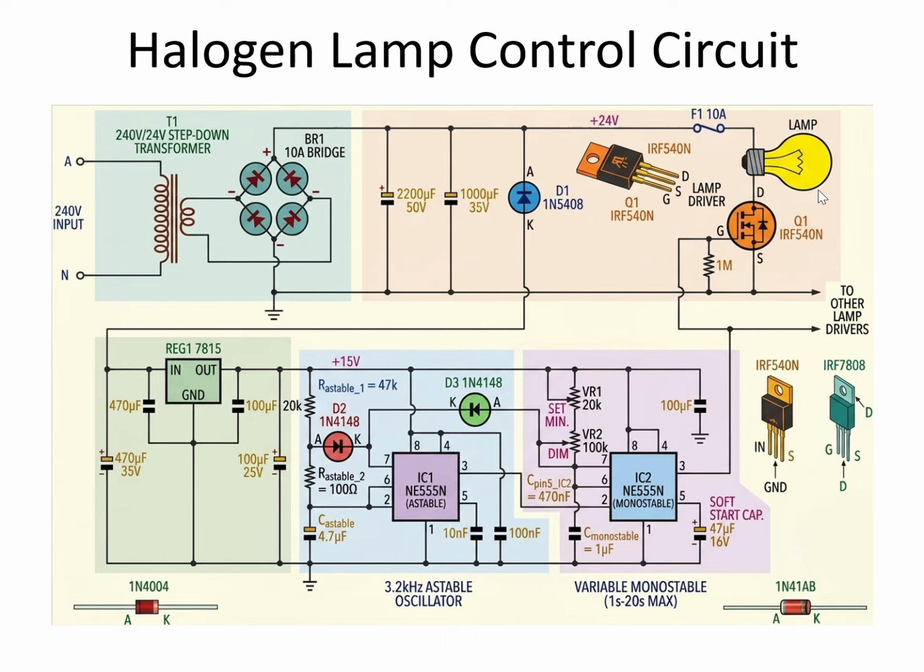The next one is the voltage regulation section. The 78 means that this is a positive voltage regulator, and 15 means that the output voltage is 15 volt. Although the lamp requires 24 volt, the electronic control circuit needs a stable lower voltage. That voltage is provided by this voltage regulator circuit.